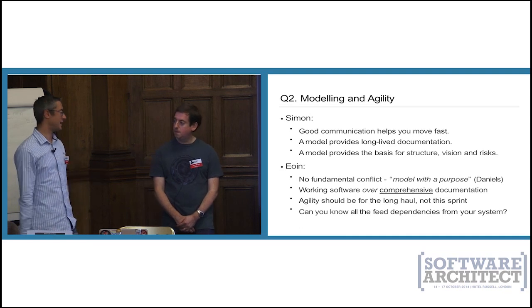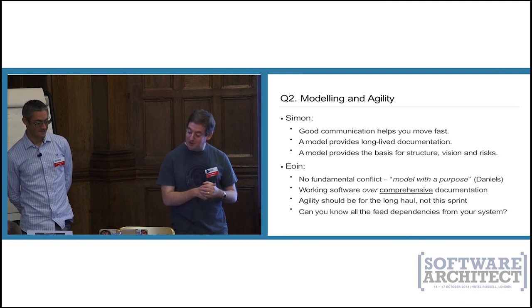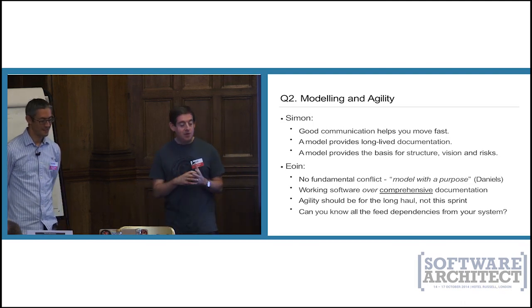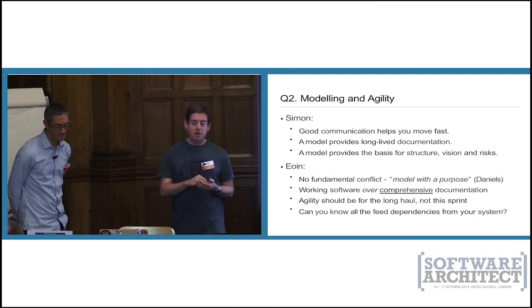So, modeling efficiency, yes. This one again, we don't disagree too much about. It's probably just the same thing said differently. There is no fundamental conflict, providing you're modeling with purpose. The thing that agile teams very reasonably rebel against is waste.